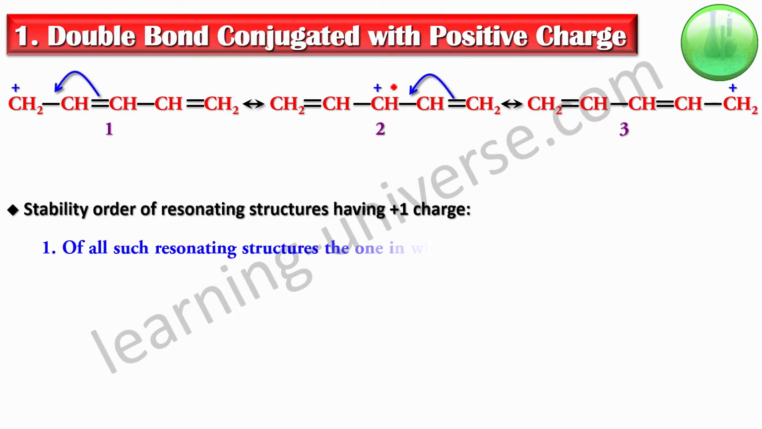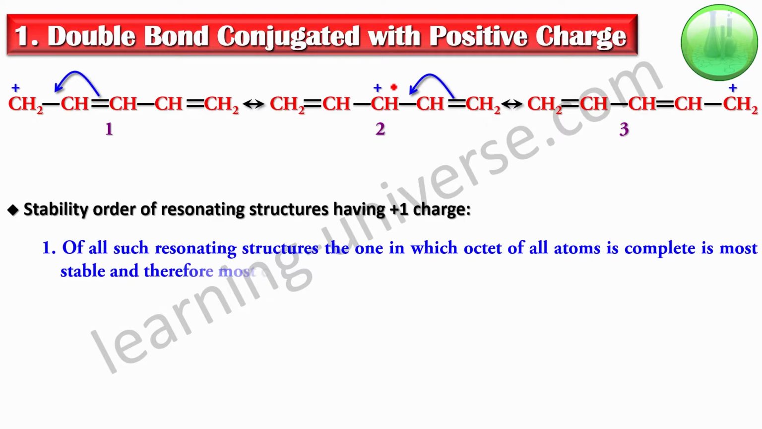First of all, among such resonating structures, the one in which the octet of all atoms is complete is most stable and therefore most contributing. So if there is one structure where the octet of all the atoms is complete, and in this case of course the octet of only carbon has to be complete because hydrogen cannot complete the octet. So if other than hydrogen, for all atoms the octet is complete, then that is going to be most stable and therefore most contributing. Is there a structure like that? No. Because in this structure carbon is octet incomplete, this one is incomplete, this one is incomplete. So you find one carbon atom in each which is incomplete and the rest all of them are complete. So the first point is not able to give us which is more contributing.